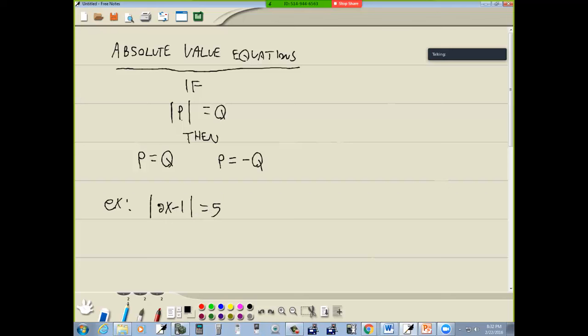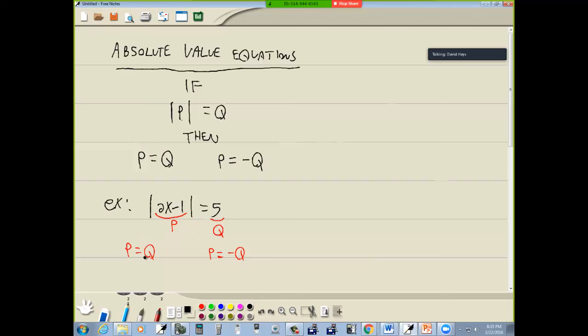So let's take a look at this problem right here. Notice that the absolute value is by itself on the left side. Nothing in front of it, nothing after it. We just have the absolute value of something. From our formula, whatever's inside our absolute value is our P, and whatever's on the other side is our Q. And our formula says P is equal to Q, and P is equal to negative Q.